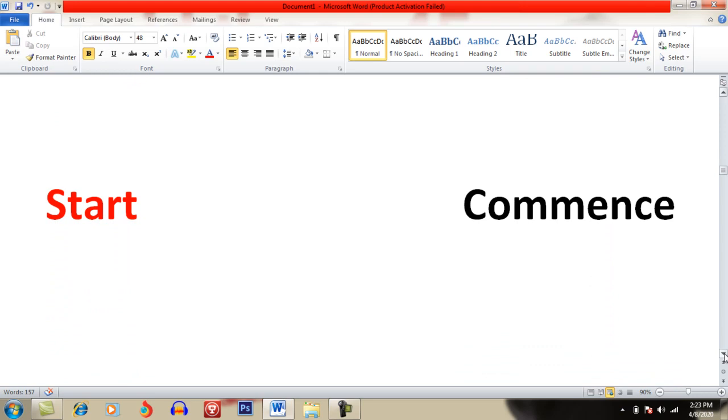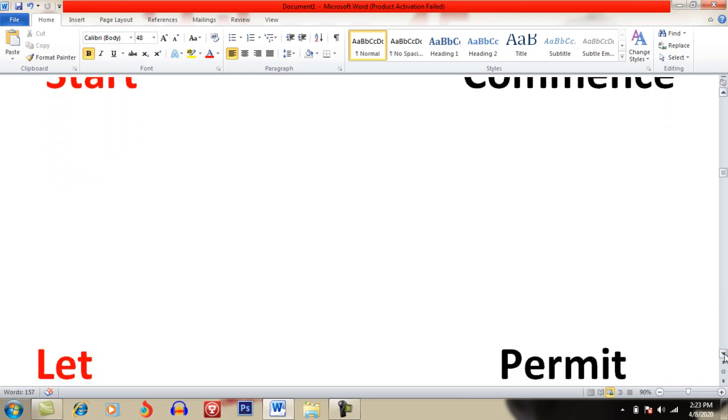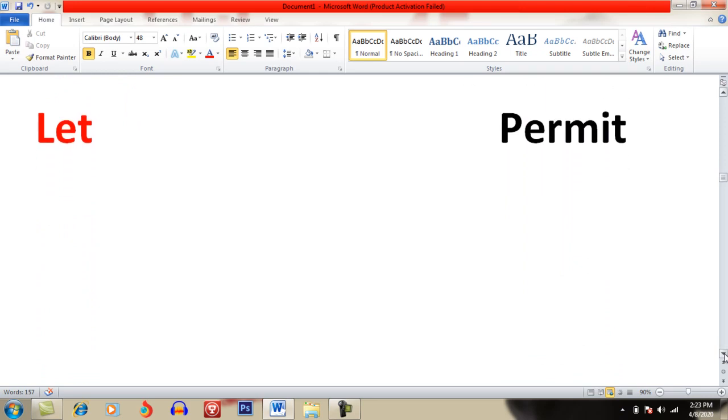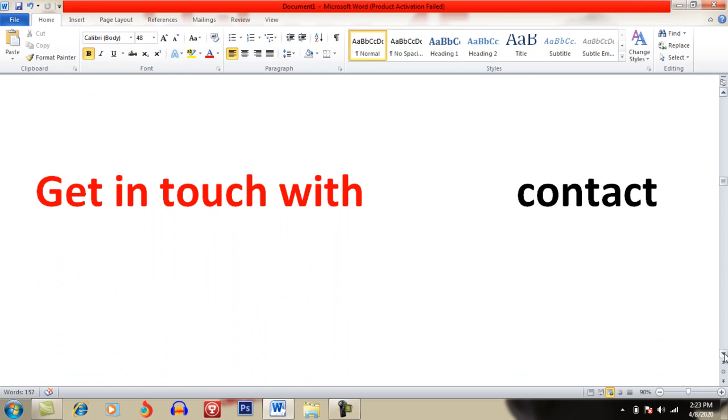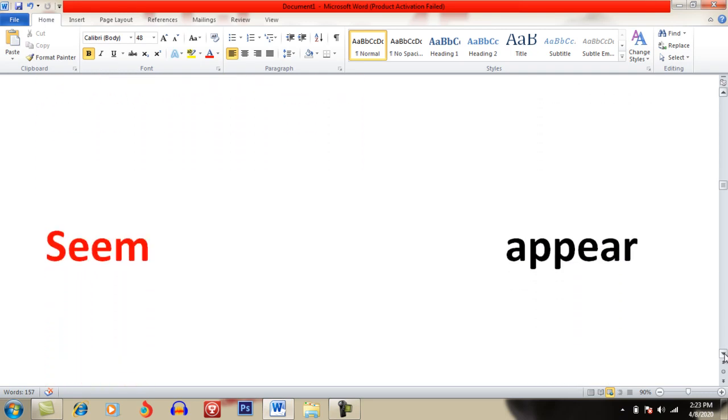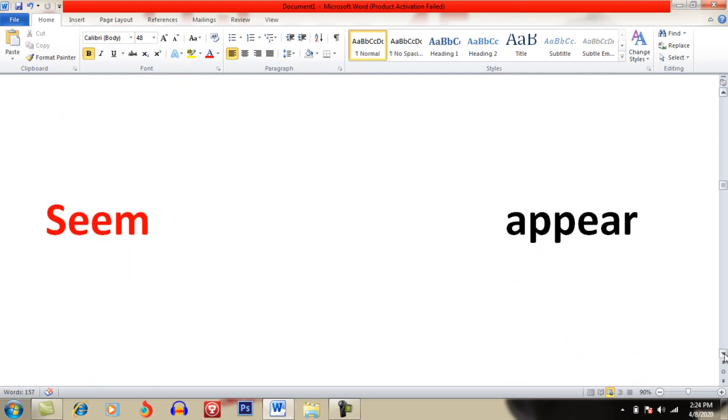"Start". So do not use this word "start" in IELTS writing. Try to use "commence". "Start" is informal and "commence" is formal. "Let" is informal and "permit" is formal. "Get in touch with". So instead of "get in touch with", you can use the formal word "contact". "Seem" is informal and "appear" is formal. So try to use "appear" instead of "seem".